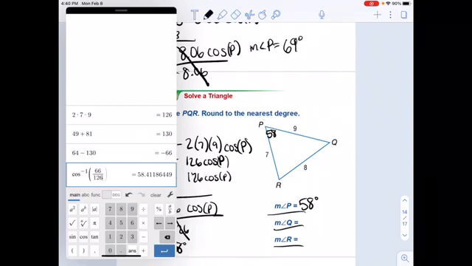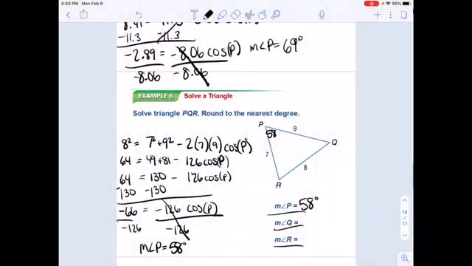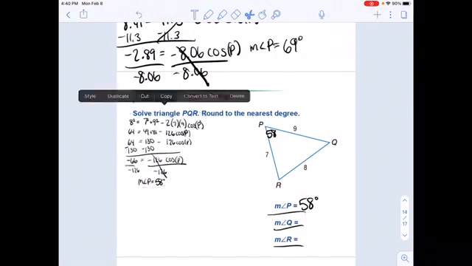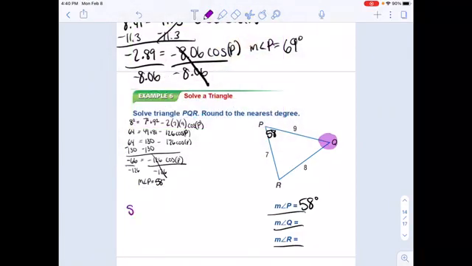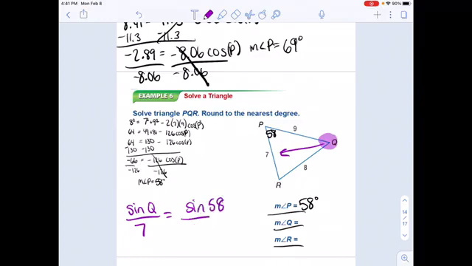now that this is 58 degrees, we can actually use the law of sines. So we can mix it back up. I think the law of sines is actually easier, so I'm going to transition and use the law of sines instead. I'm going to solve for angle Q and say, okay, so sine of Q over 7, the opposite side, equals sine of 58 over 8.